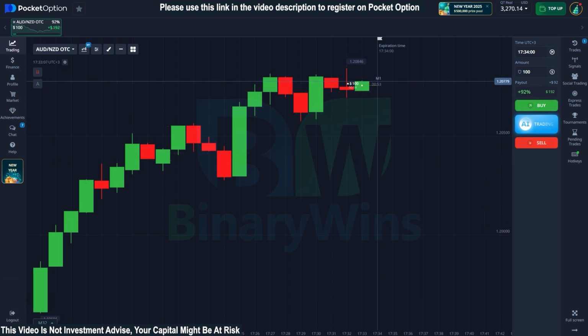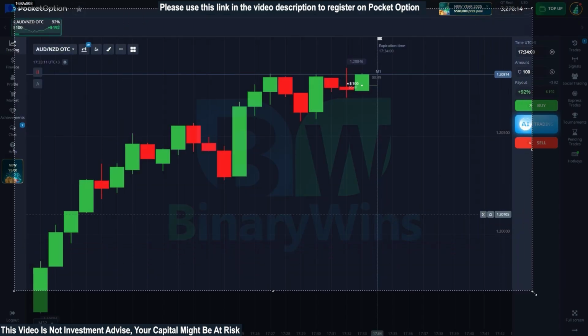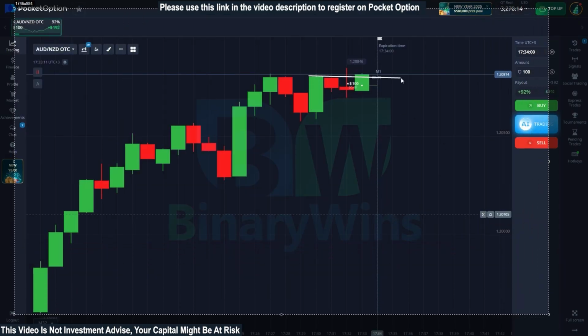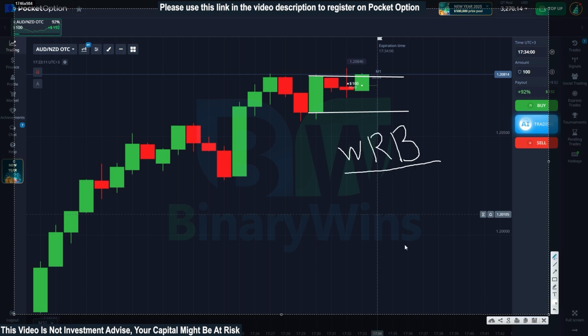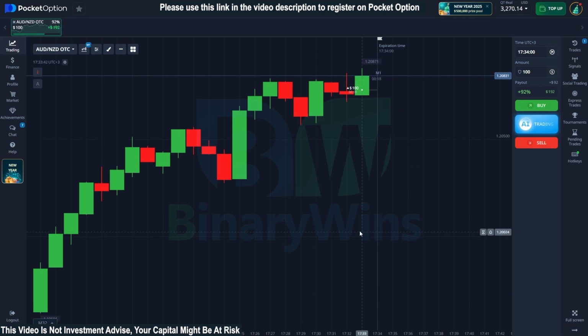I entered a higher trade. If you look here, we have a WRB pattern. In our pattern, the first candle is red, the second candle is also red. That's why we entered a higher trade on the third candle. Our pattern formed in the direction of uptrend. That's why I entered a higher trade.